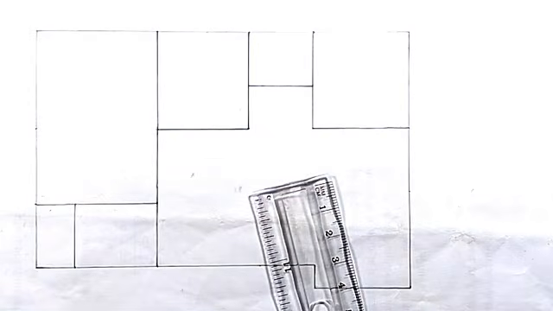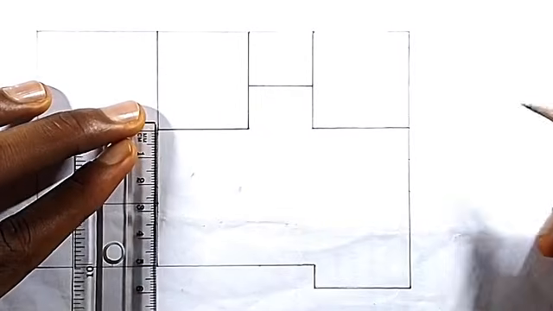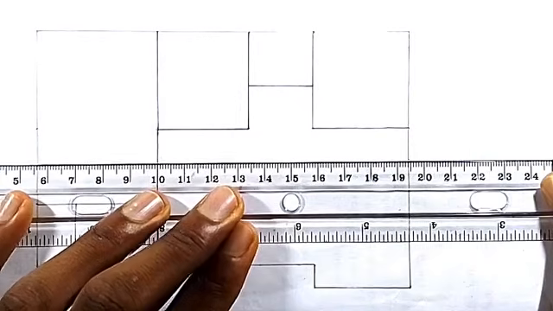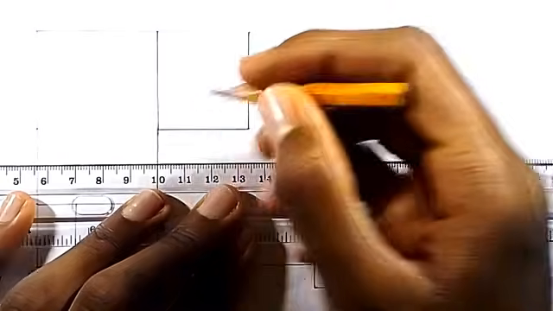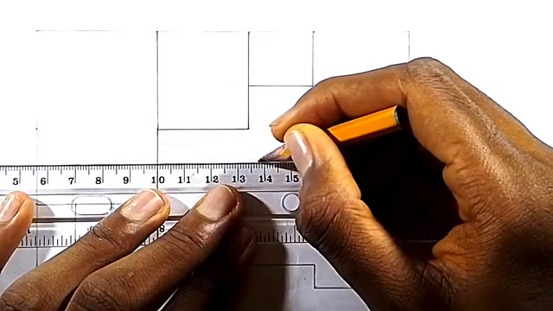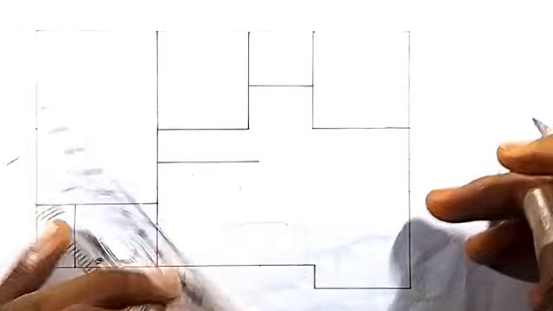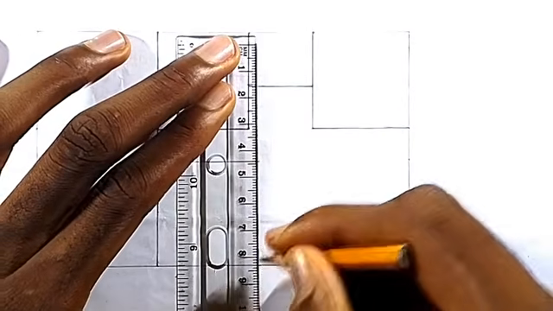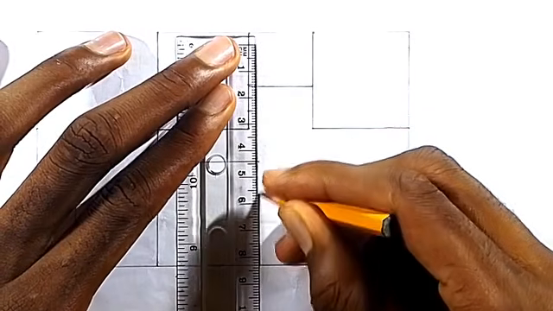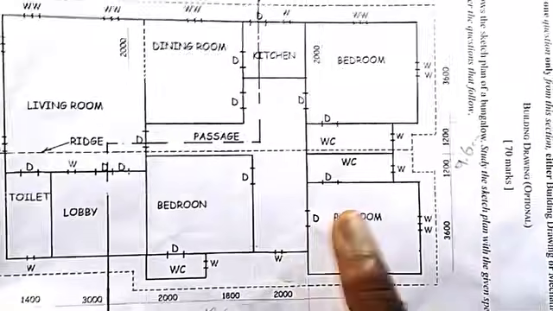Good. So from here we'll mark 1.2 downwards, because here is 1.2. Then we join the line together. So after this bedroom, we are then having this lobby. So we have to create this other bedroom here. So we draw this straight line downwards to touch here, then the markings for the toilet and the bedroom.